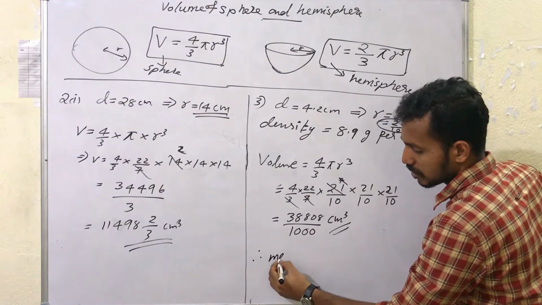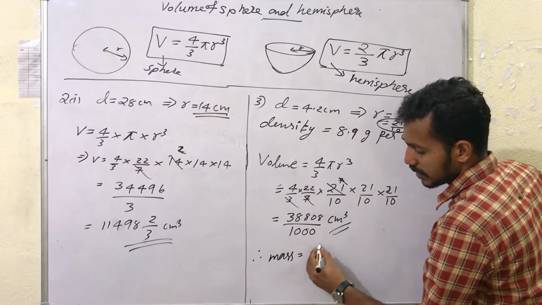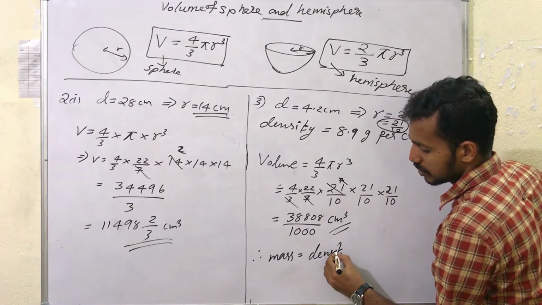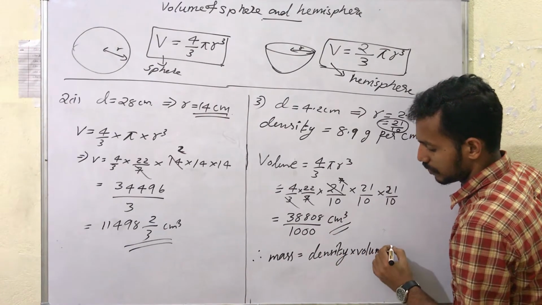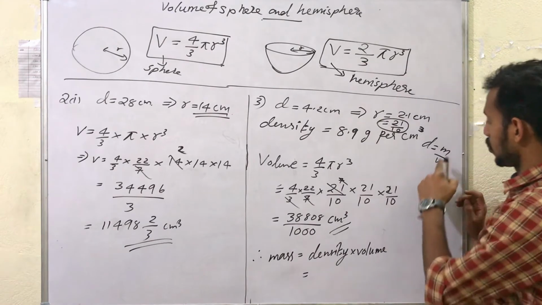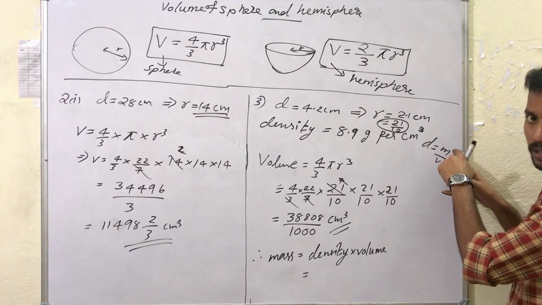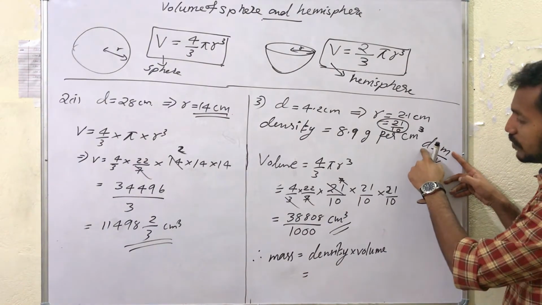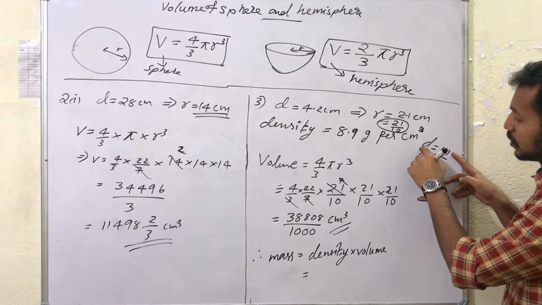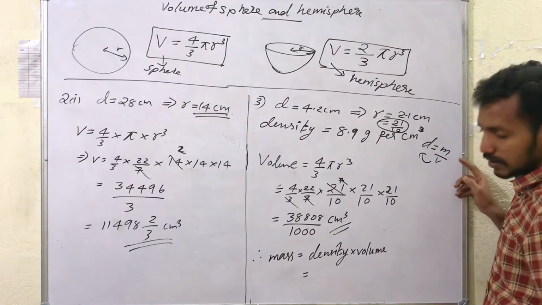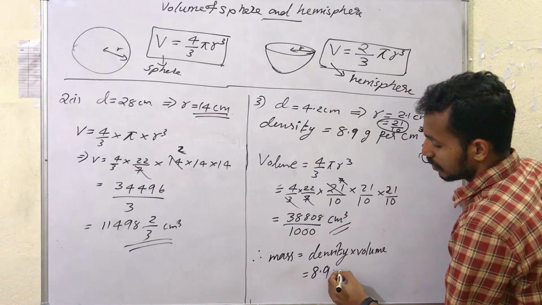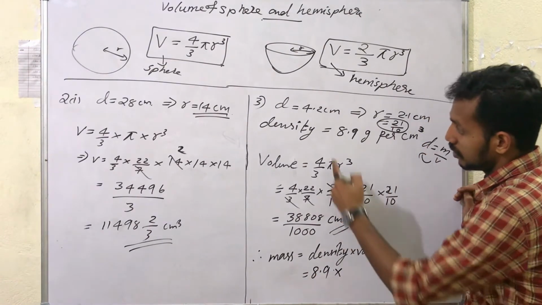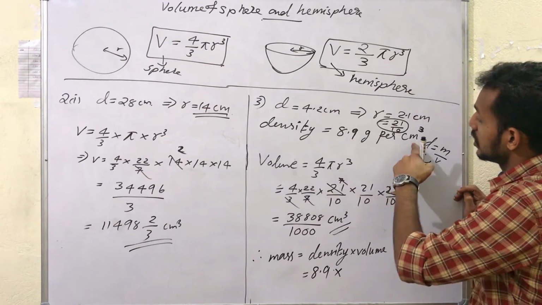Therefore, the mass is equal to density into volume. This formula is very important, because density equal to mass by volume. That is a standard formula. Then when we take this volume to the other side, it will be density into volume is equal to mass. So what is the density? 8.9 gram per centimeter cube.